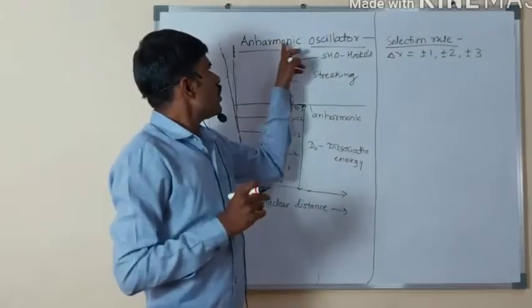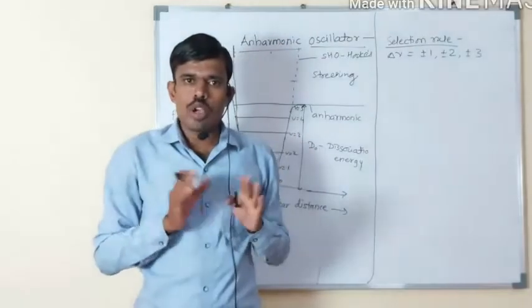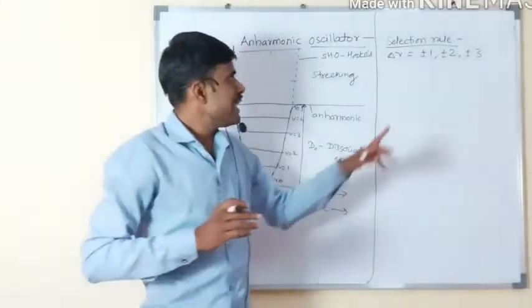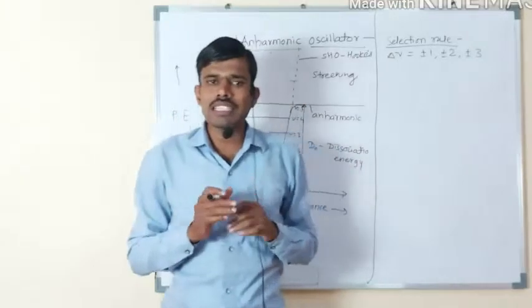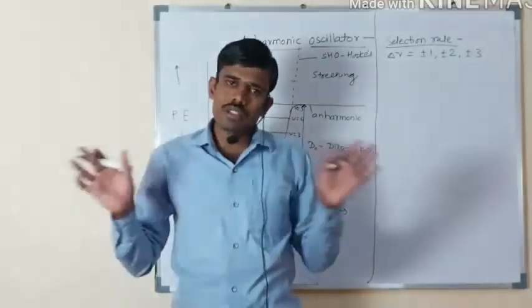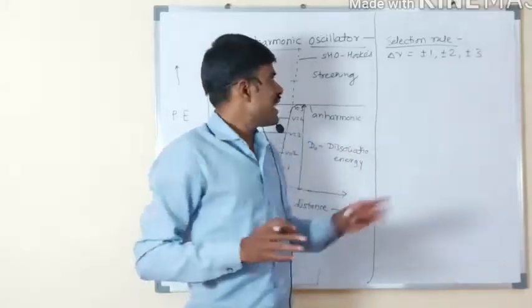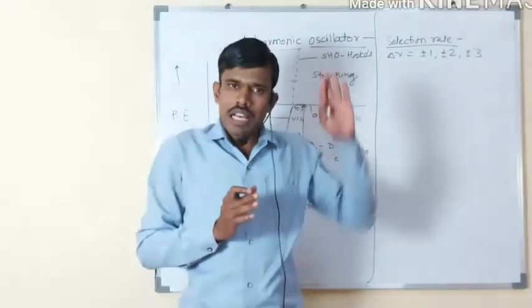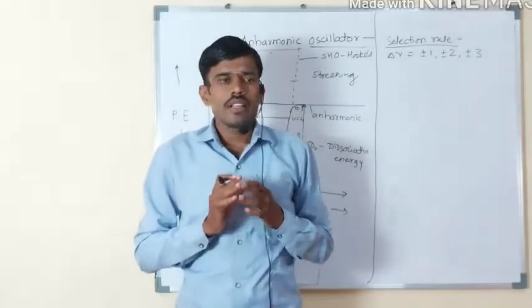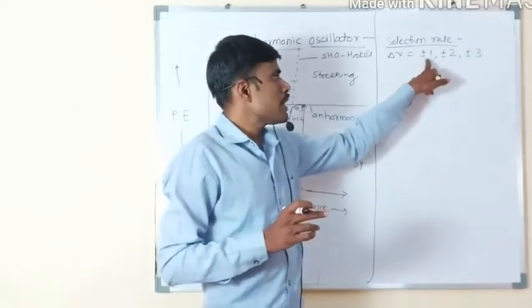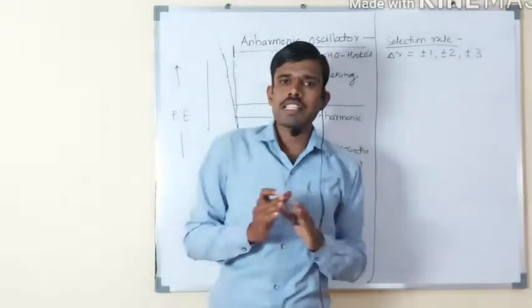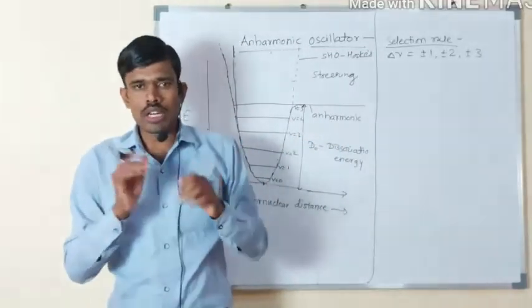So according to the harmonic oscillator, we have considered that only Δv equal to ±1 transitions are allowed, and all other transitions are forbidden. But in the case of the anharmonic oscillator, the transitions Δv equal to ±1, ±2, and ±3 are allowed transitions.